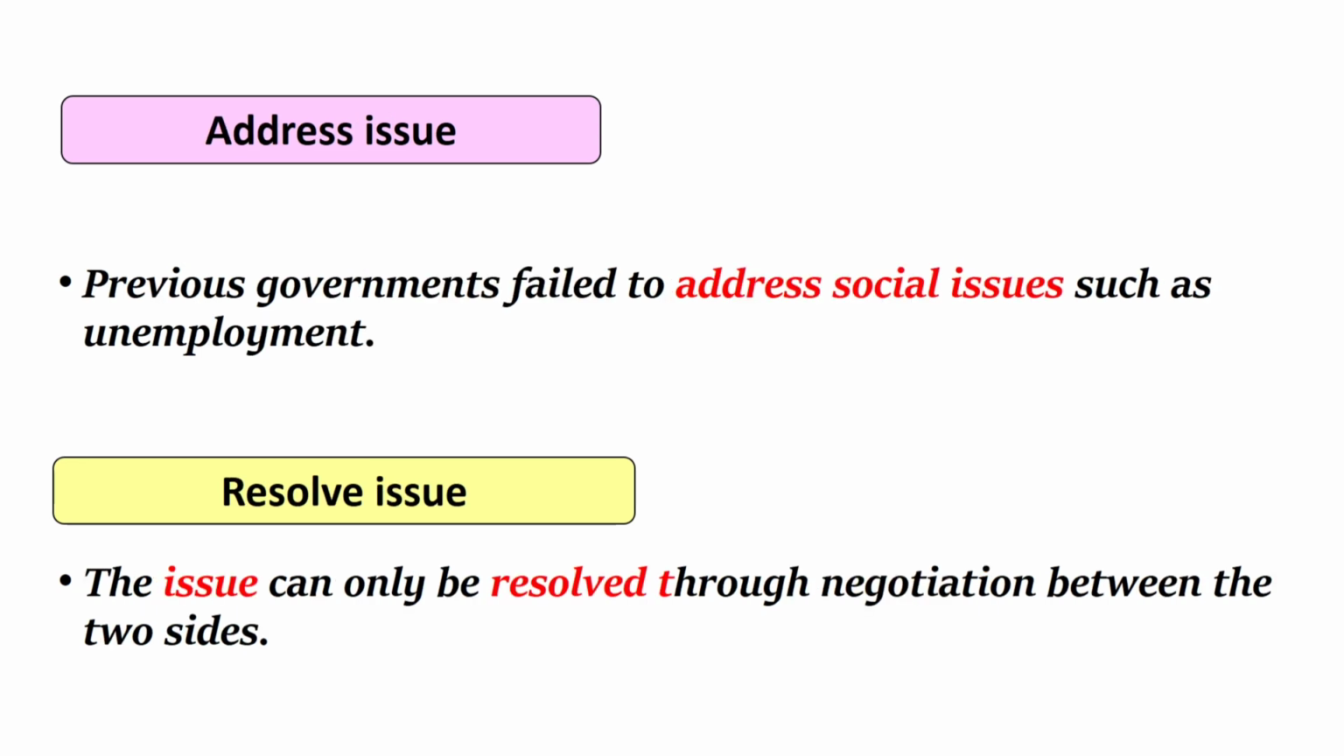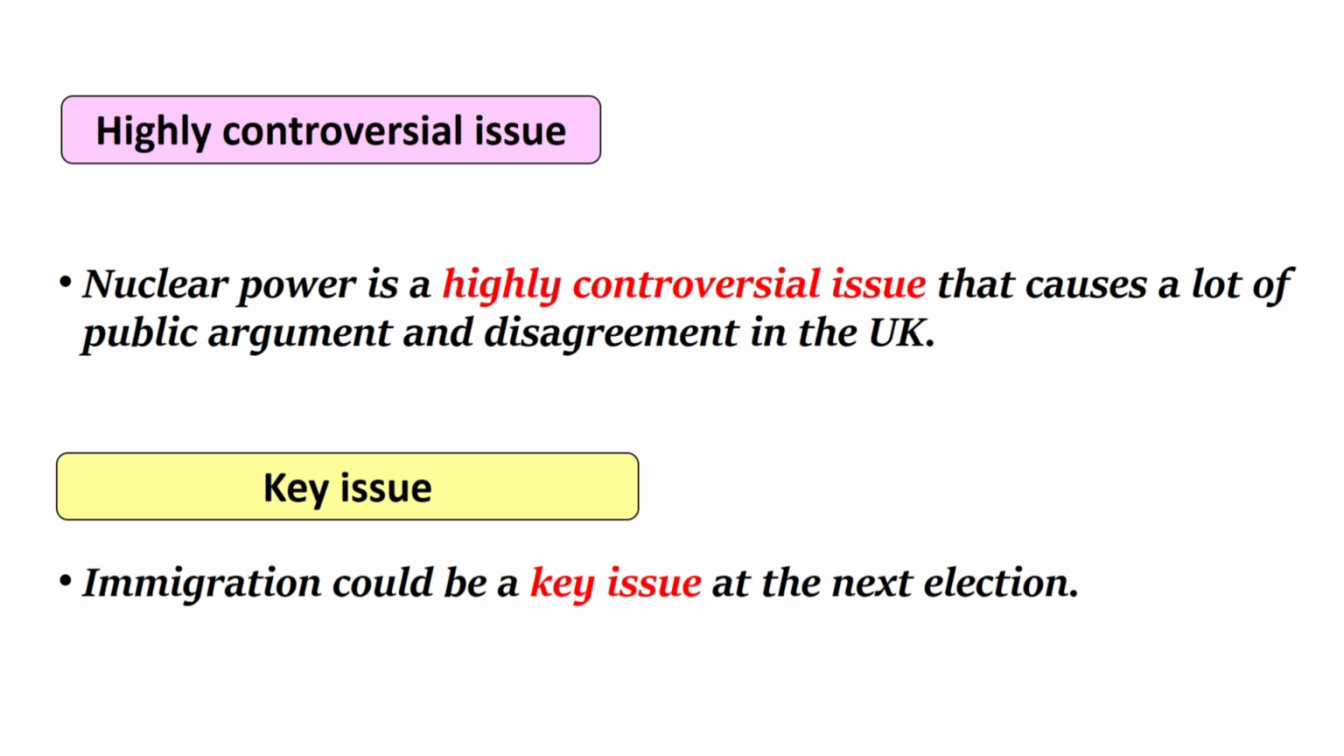Address an issue. Previous governments failed to address social issues such as unemployment. Resolve an issue. The issue can only be resolved through negotiation between the two sides. Highly controversial issue. Nuclear power is a highly controversial issue that causes a lot of public argument and disagreement in the UK. Key issue. Immigration could be a key issue at the next election.